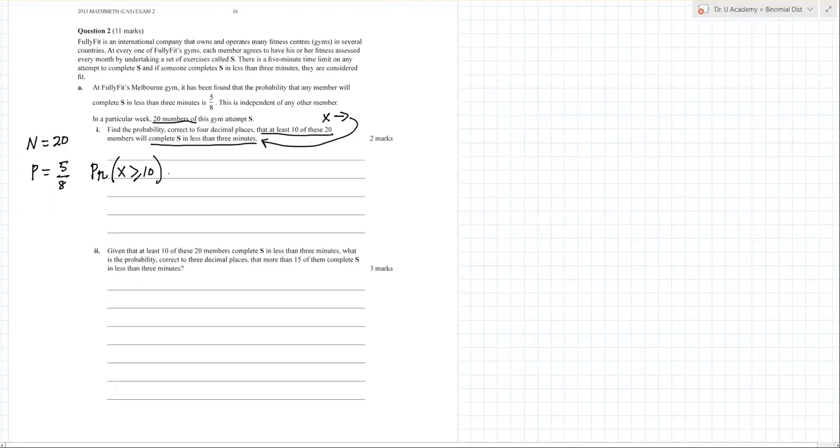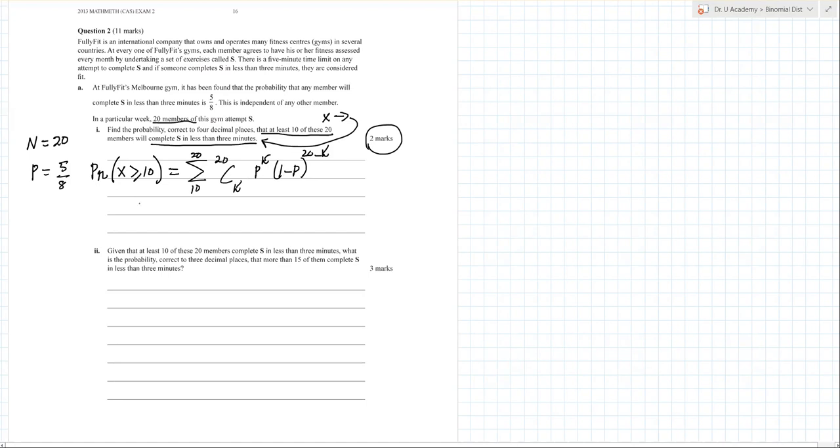Let me show you what exactly you have to show. This is X greater than or equal to 10, right? So you have to write 20 C K, P to the K, 1 minus P to the 20 minus K. This is not exact, so you sum from K equals 10 to 20. That's what you have to mention. This is 2 marks. Then you don't have to evaluate this mathematically.